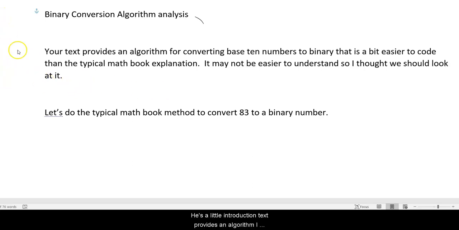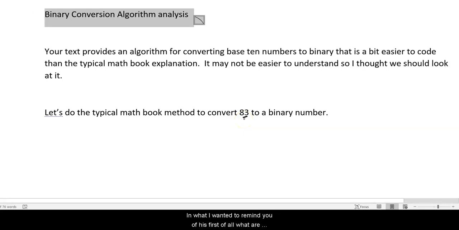Here's our little introduction. Your text provides an algorithm. I wanted to compare that to what you typically learn in school. Maybe some of you learned it even earlier in school. I remember seeing this very early on, maybe even before junior high, just as an interesting thing to do, but never had to do it much until I got into computer stuff. But anyway, so we're going to convert the number. I've chosen to use the number 83 as our example. This is something that's probably best done by example.